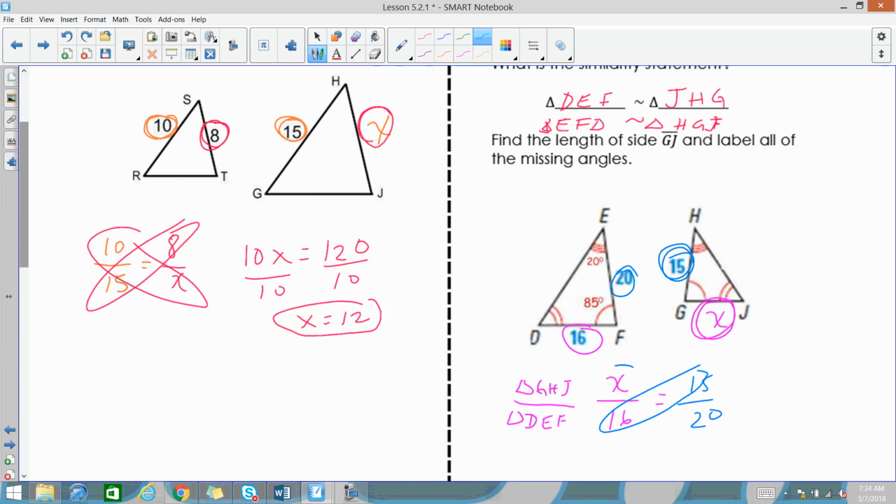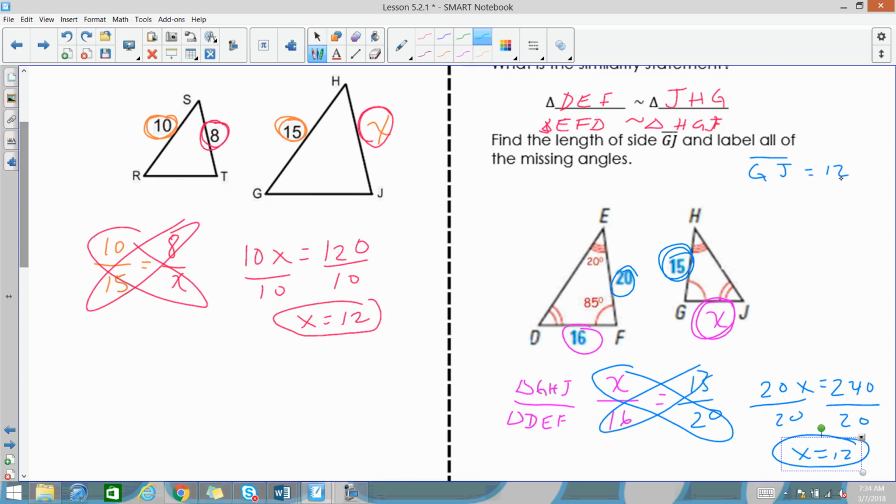We're going to go 16 times 15 and 20 times x. So we're going to get 20x equals 16 times 15 is, I believe it's 130. Nope, sorry, 240. And we're going to divide by 20, and you're going to get x equals 12. Oh, wasn't that our answer on the last one? It was. Look at that. So x equals 12. So it says find the side of GJ. So GJ equals 12.